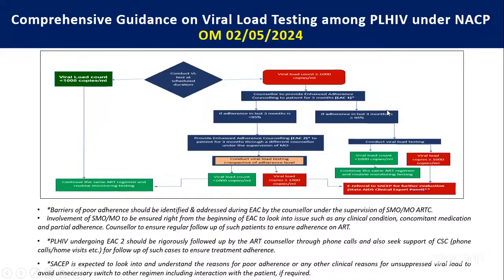After 6 months, that means 3 months in EAC1 and 3 months in EAC2, whatever may be the result of the adherence, even if it is less than 95%, we should go for a viral load testing. That's very important. We should not defer the viral load testing even if the patient's adherence doesn't improve. Based on the result of viral load, if it is less than 1000, continue with the same ART regimen and routine monitoring testing. And if it is more than 1000 copies, then e-referral to SACEP for further evaluation.